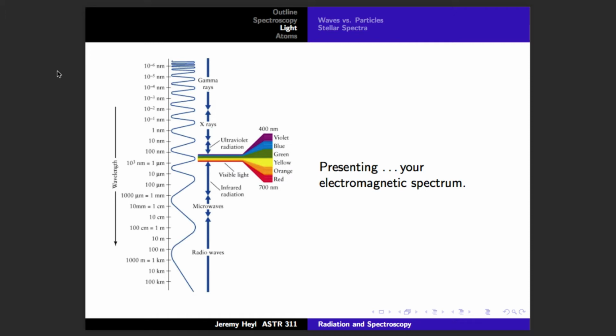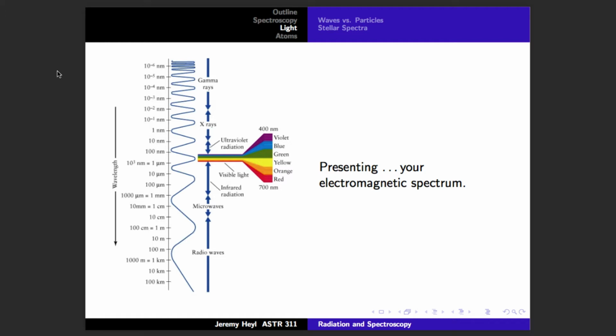Here we can see the visible light spectrum is right in the middle, more or less. It's a relatively narrow range of wavelengths, from 400 to 700 nanometers. Now, what is a nanometer? A nanometer is a billionth of a meter. So what you perceive with your eye is just under a millionth of a meter, about a thousandth of a millimeter. That's the light that you perceive with your eye.